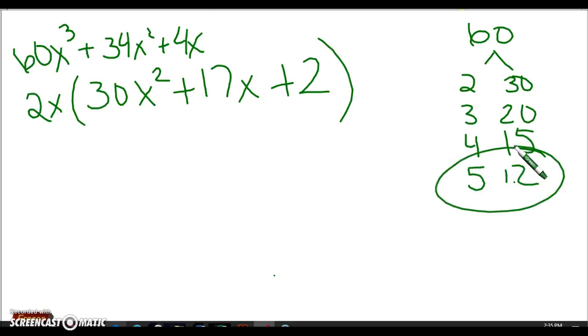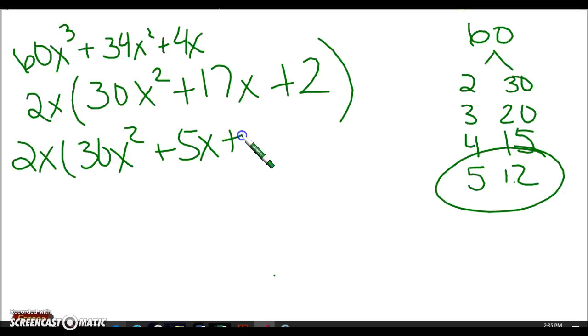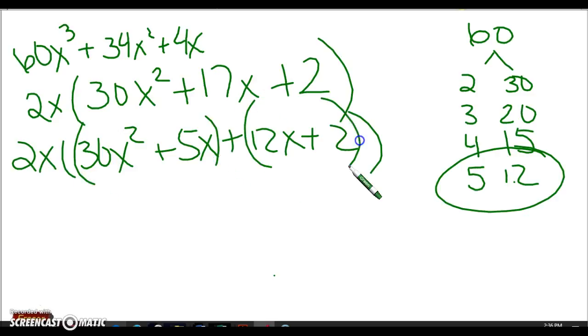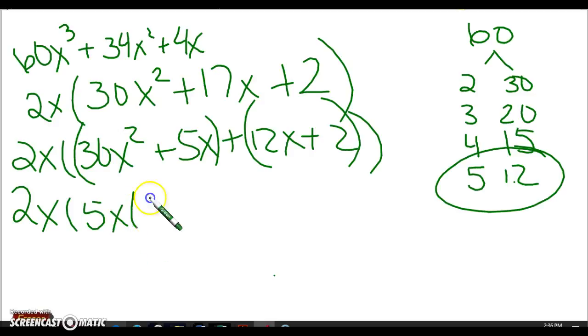So let me rewrite it. I have 2x times 30x squared plus 5x plus 12x plus 2. And then I'm going to factor by grouping. So I'm going to put parentheses here and here so I know which ones I'm looking at. And I'm going to pull this 2x down. And I see that of 30x squared and 5x that I have 5x just alike. So I'm left with 6x plus 1.